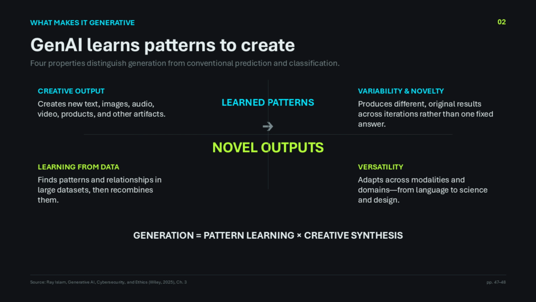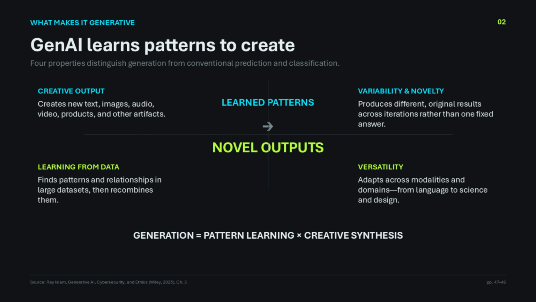There are 4 traits to notice. First, creative output. The system makes an artifact, not just a prediction. Second, learning from data. It studies huge numbers of examples and finds the relationships inside them. Third, variability and novelty. Ask twice, and you may get 2 different answers. And fourth, versatility. The same broad approach can move from language to science, media, and design.